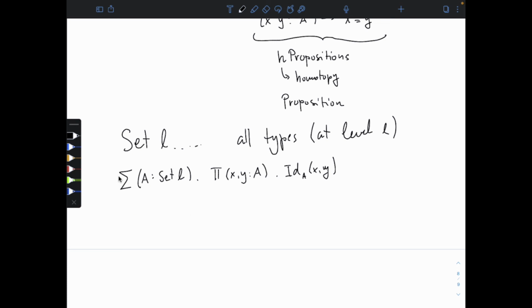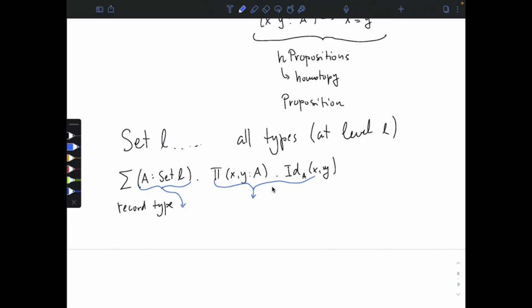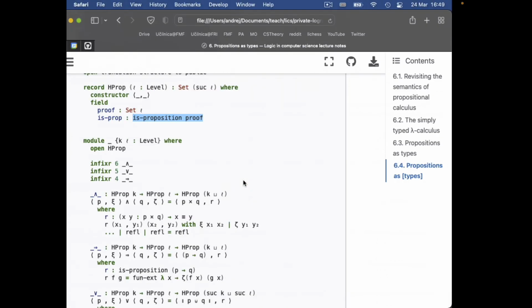Okay, but so you don't use sigma for this, you use a record type. So this is really going to be a record type, which has two fields. What are these two fields? Well, here's the first field, and here's the second field, right? This one is a type, and this one is the proof that the type has at most one element. So you could think of this as the proofs of A, and this is saying all proofs are equal.